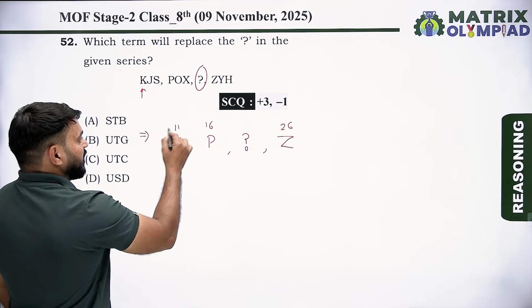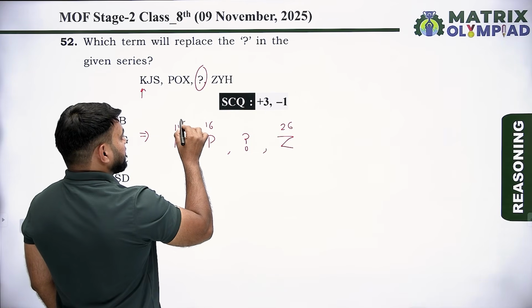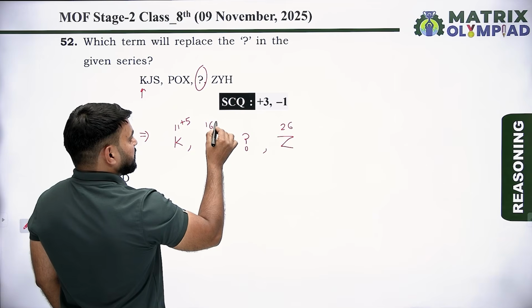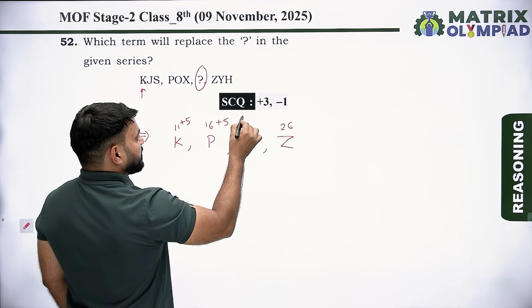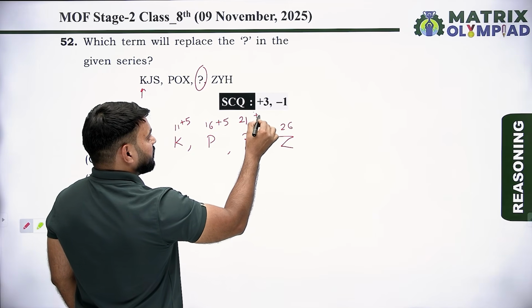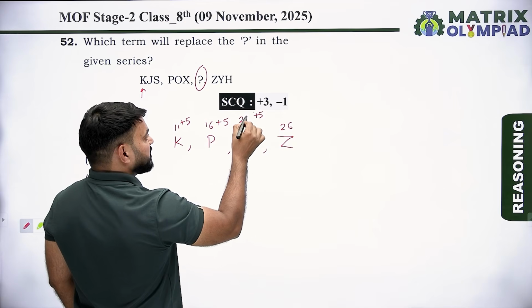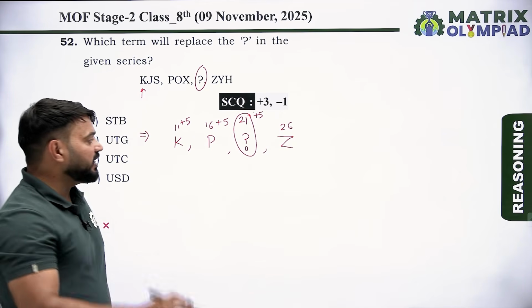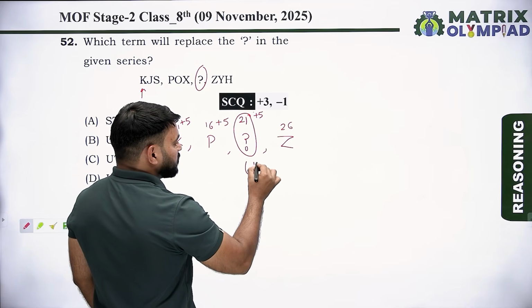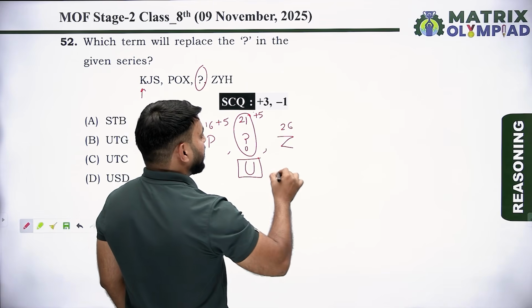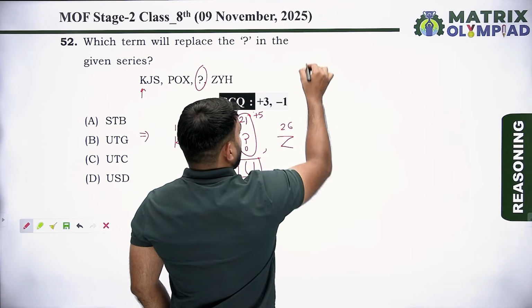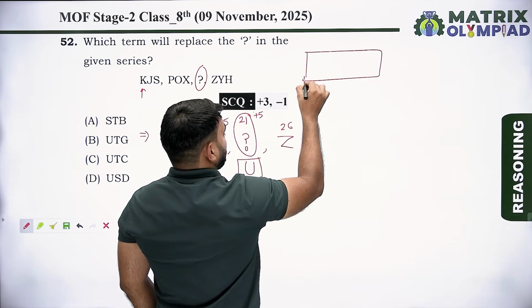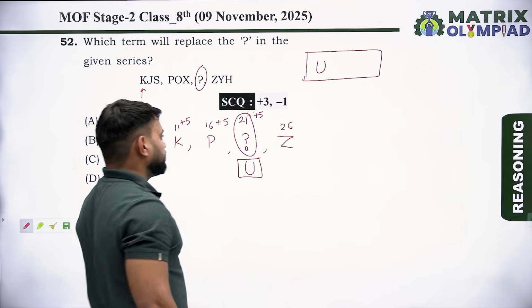So 11 to 16 means plus 5. 16 plus 5 means 21. Now 21 plus 5 means 26. So the missing place value is 21. So 21 means U, because the place value of U is 21 in the English alphabet. So the first alphabet of the missing term is U.